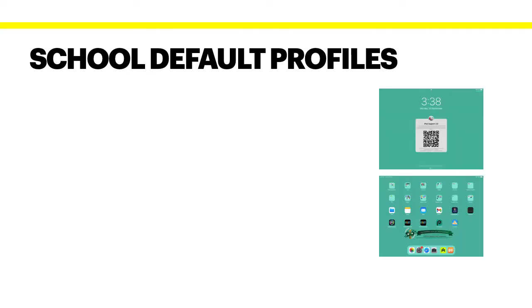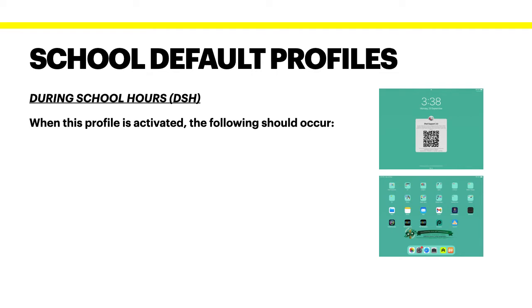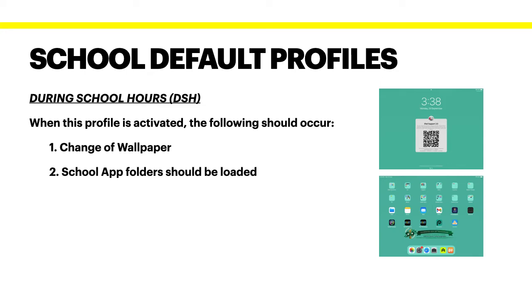Now the first one, the school default profile under during school hours. When this profile is activated, the following should take place. First of all, you should see a change in the wallpaper, as what you can see on the right side of the screen. The next thing that should happen is the school app folders should be loaded. So you should see on the iPad, on the main screen, the English folder, math folder, the science folder, and etc.